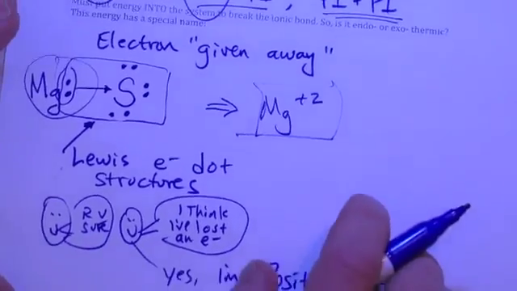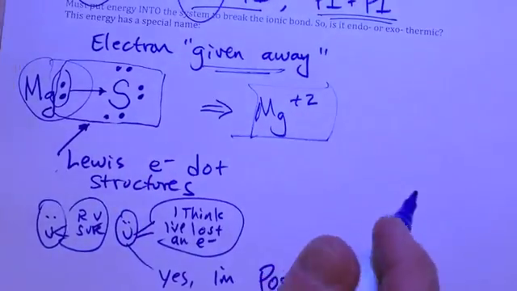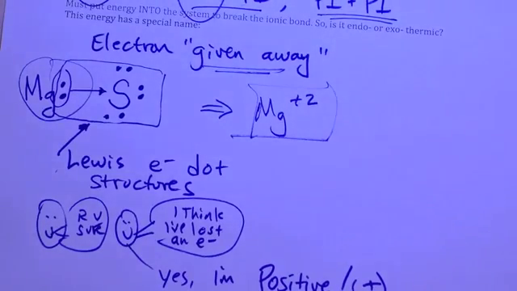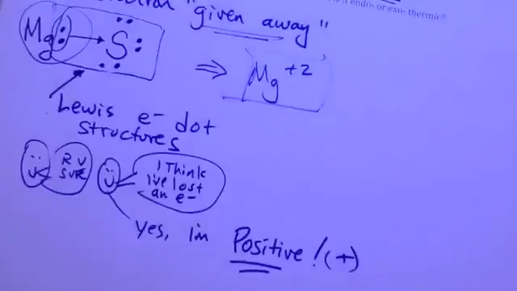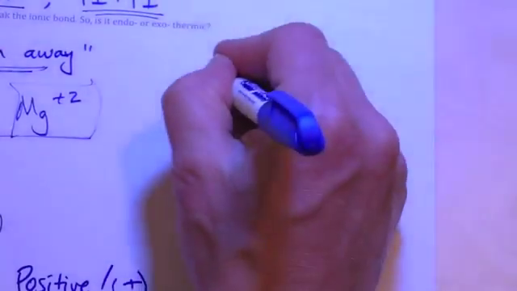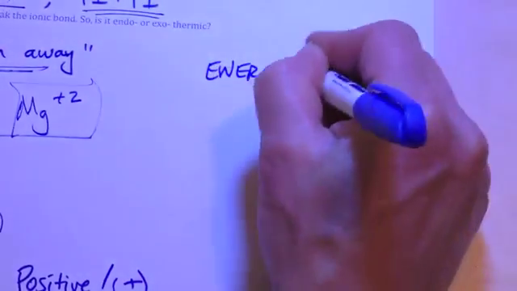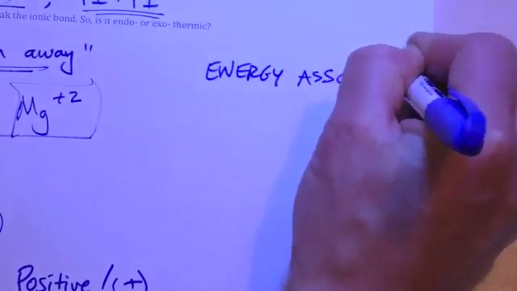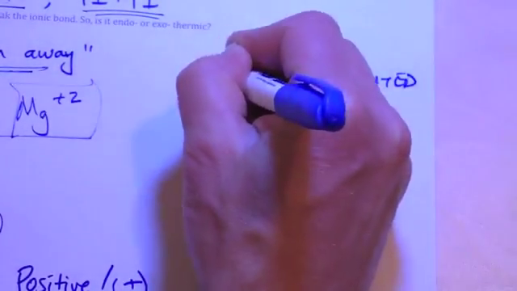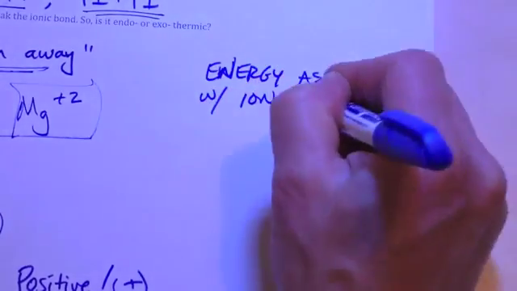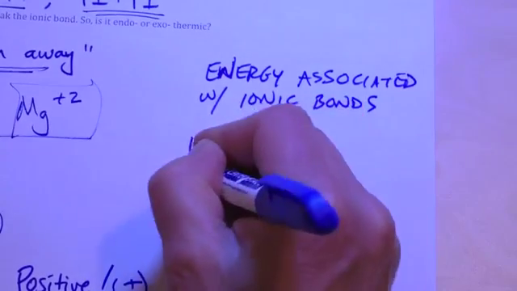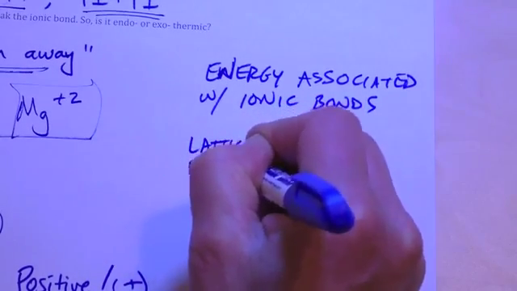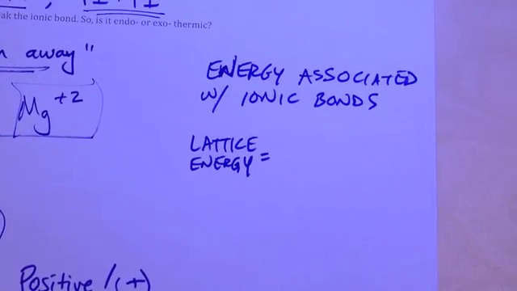And yes, I'm positive. The electron being given away is what ionic bonding is. And these electrons that are given away actually have a rating scale or an energy associated with them. And the energy associated with ionic bonds is called lattice energy. And lattice energy actually has an equation.